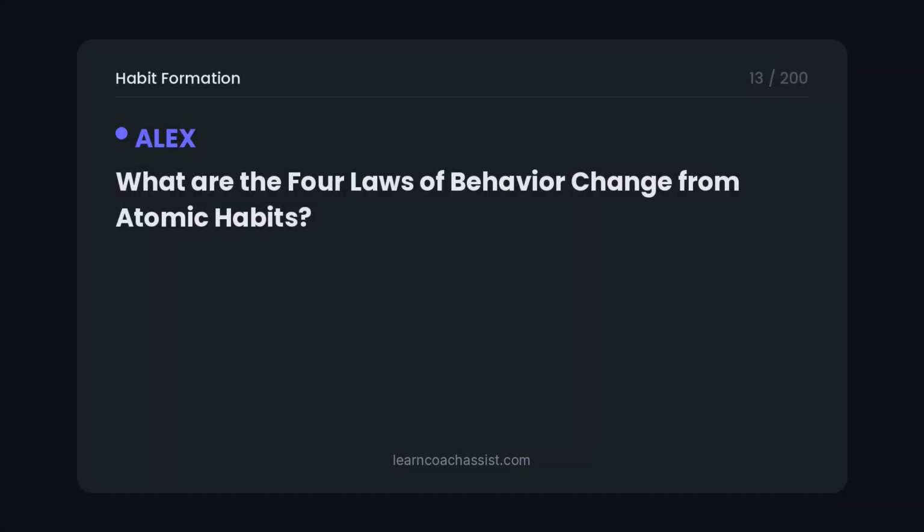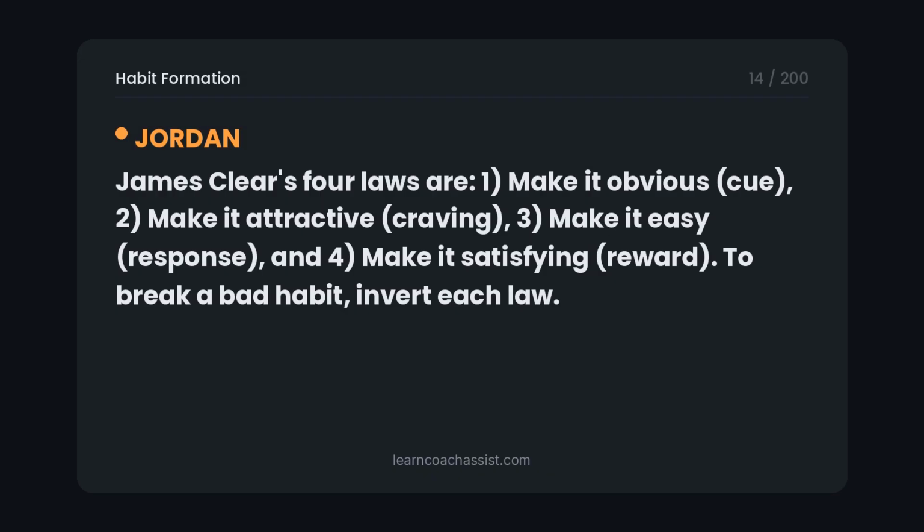What are the 4 laws of behavior change from Atomic Habits? James Clear's 4 laws are: 1. Make it obvious, cue; 2. Make it attractive, craving; 3. Make it easy, response; and 4. Make it satisfying, reward. To break a bad habit, invert each law.